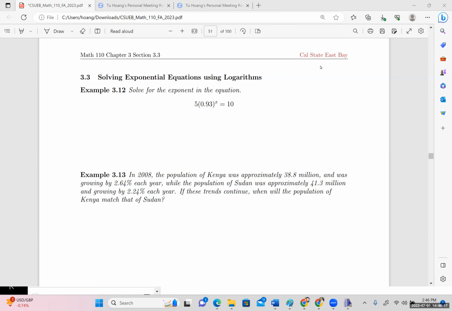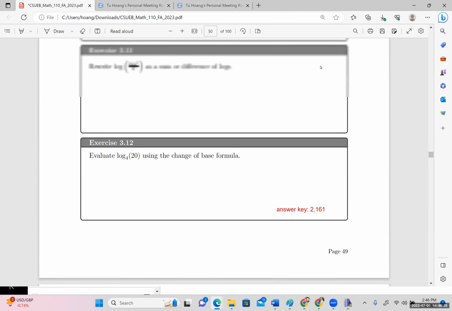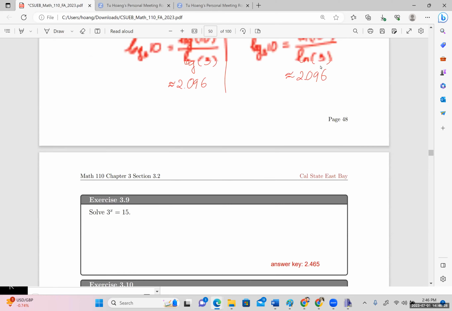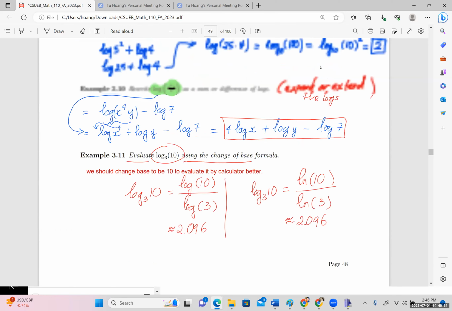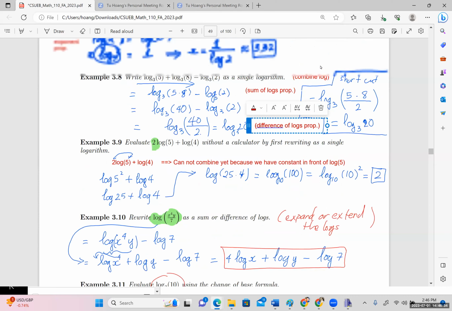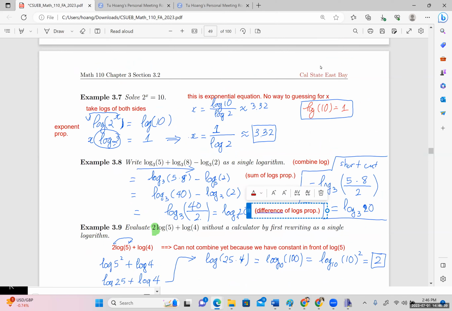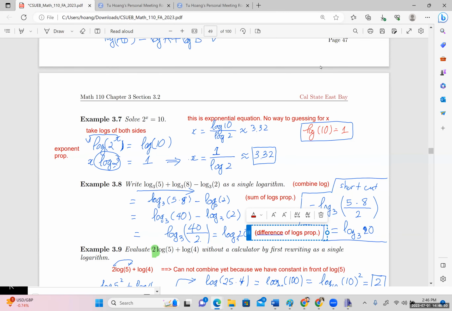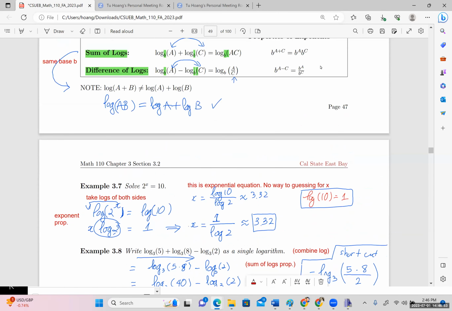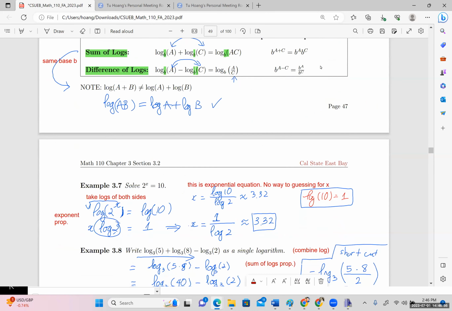Let's come to section 3.3, solving exponential equations using logs. Keep in mind that last time we talked about logs, and we have some idea how to solve exponential equations by using logs. As you see in example 3.7, we can apply log to both sides to solve it.